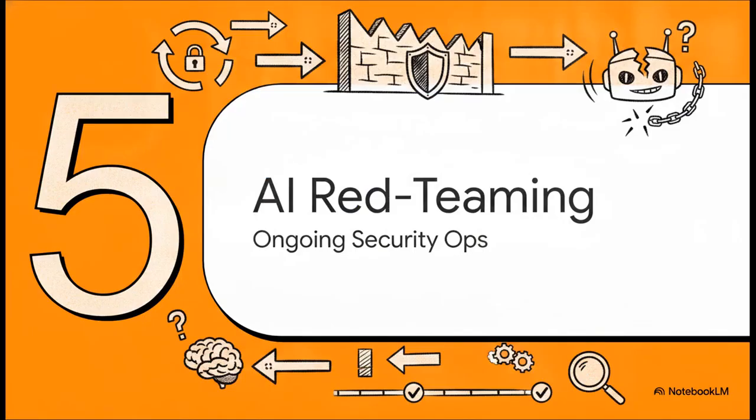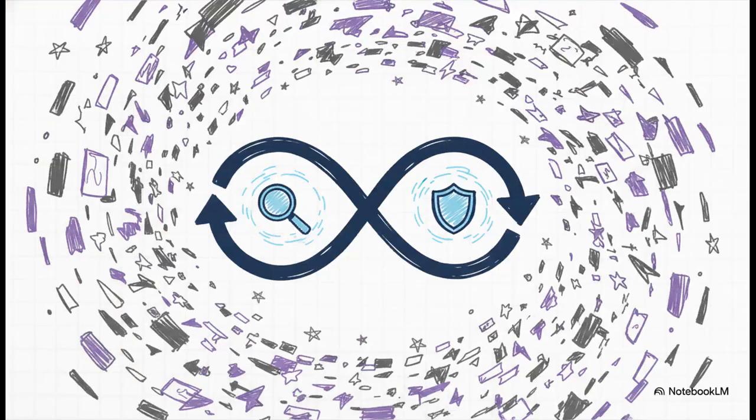Finally, Section 5, continuous AI red teaming and ongoing security operations. Here is the reality check. Unlike a traditional software vulnerability where you can just deploy a permanent patch and go home, prompt injection is a vast, entirely open attack surface. It is constantly evolving as attackers discover new linguistic workarounds. Because of this, treating your defense as a one-time security audit is a recipe for disaster.